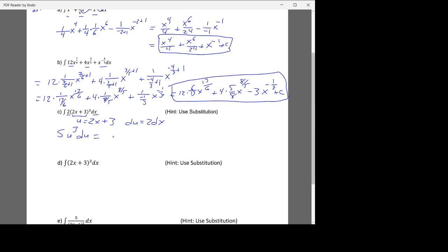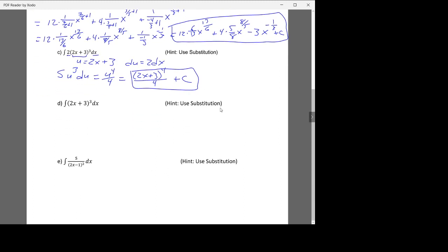And now we can do the power rule on that, u to the fourth over 4. Now let's unsubstitute, 2x plus 3 to the fourth over 4, and then add that constant on. Now here's one that's very similar to the last one.